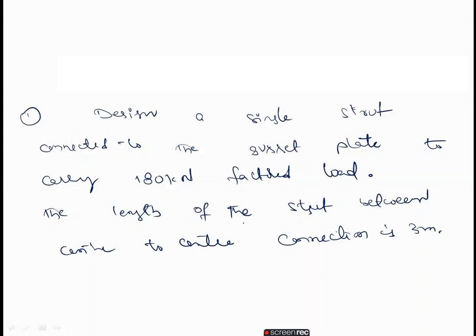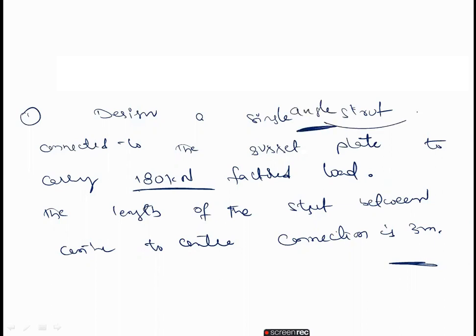Design a single strut connected to the gusset plate to carry a 180 kilonewton load. This is the P value they given, or PD value. The length of the strut is 3 meters. So here, design a single angle strut.